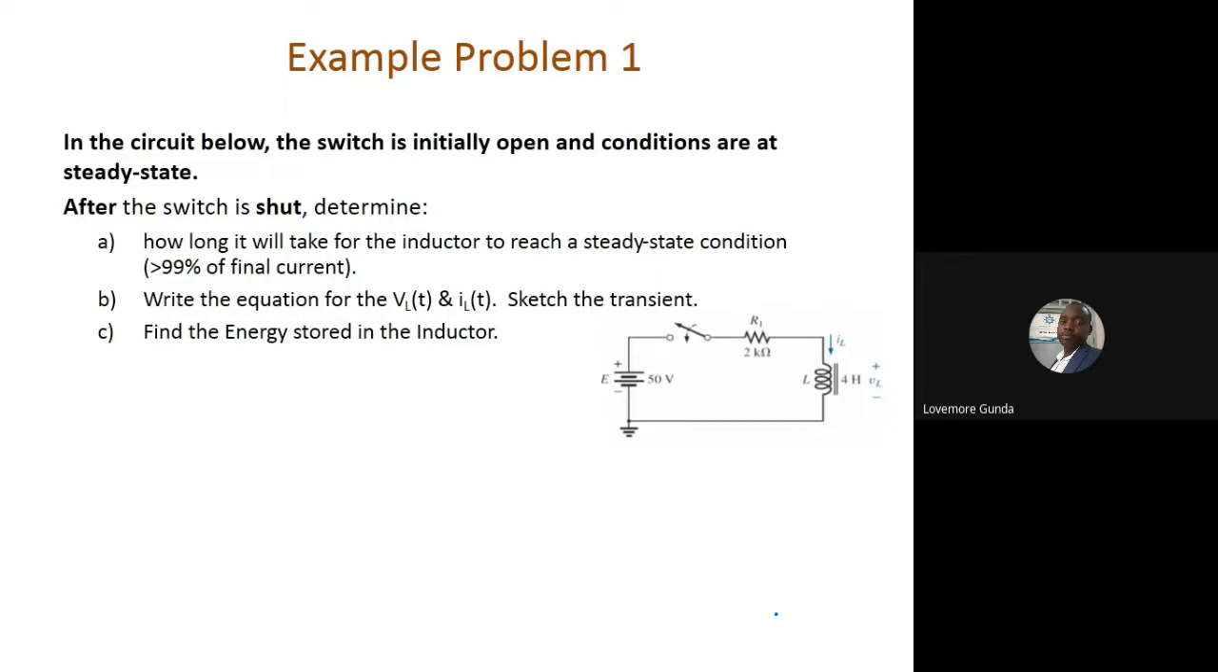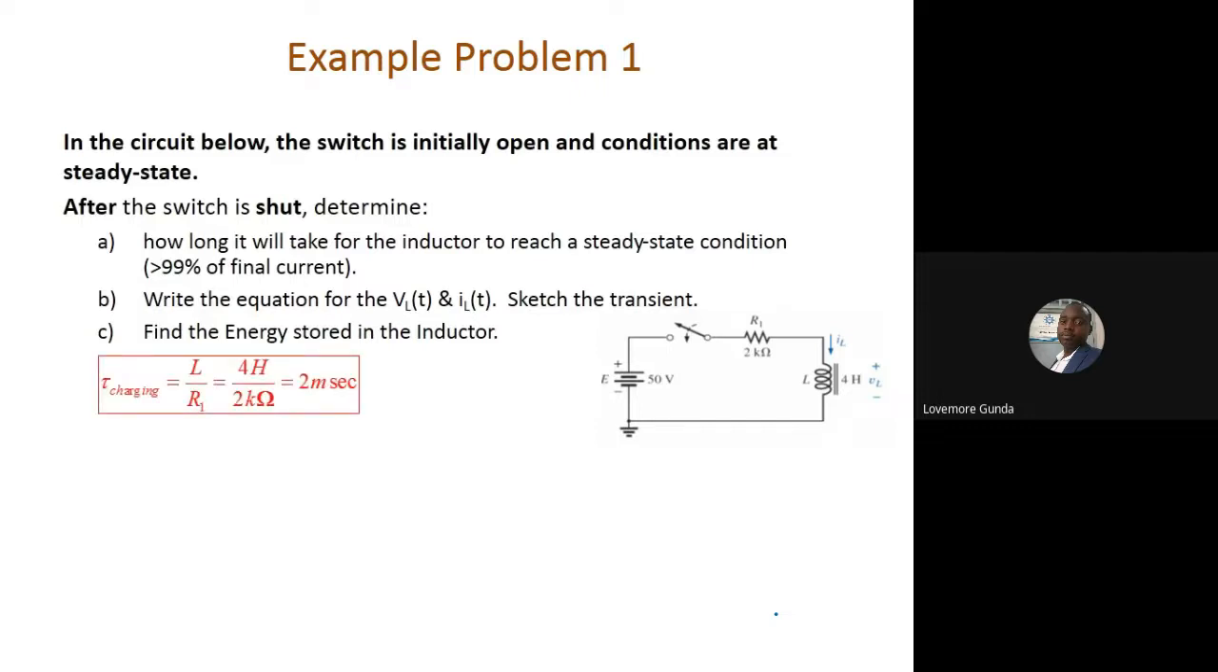Example. In the circuit below, the switch is initially open and conditions are at steady state. So if the switch is initially open, we know that the voltage across the inductor is equal to 0 and the current is equal to 0. We only have E. Then after the switch is shut, determine how long it will take for the inductor to reach steady state condition. Write the equation for VL and IL and sketch the transients diagram, then find the energy stored in the inductor.